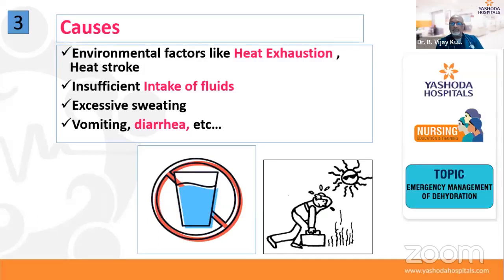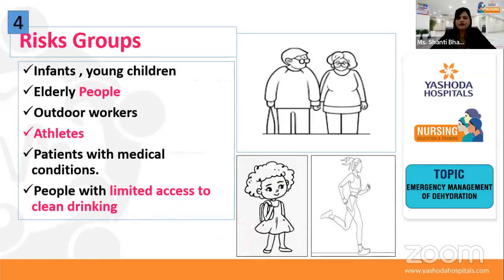One other thing which nurses and especially us should notice is third space losses. For example, if a patient develops ascites or pleural effusion or some third space loss, that also should be taken into account. Yes. Very well acknowledged. Yeah. And very good point, sir.